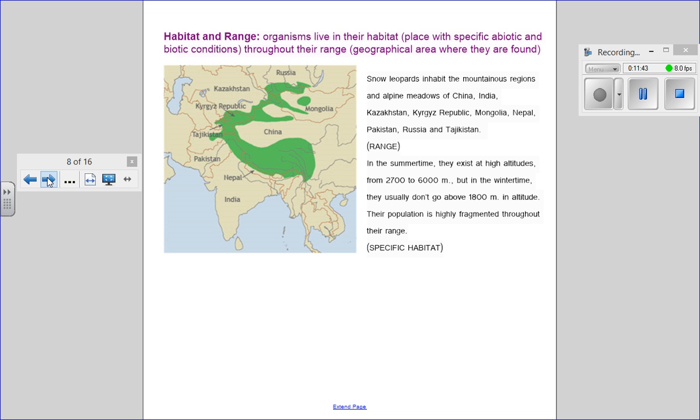Now, limiting factors limit an organism's distribution and range, and so we better talk about what range is and how that's different from habitat. A habitat is simply a set of abiotic and biotic conditions. A range is a geographical area where you would find those conditions. So I like to say that a range is on a map, whereas a habitat is just a description. It's like a bunch of adjectives.